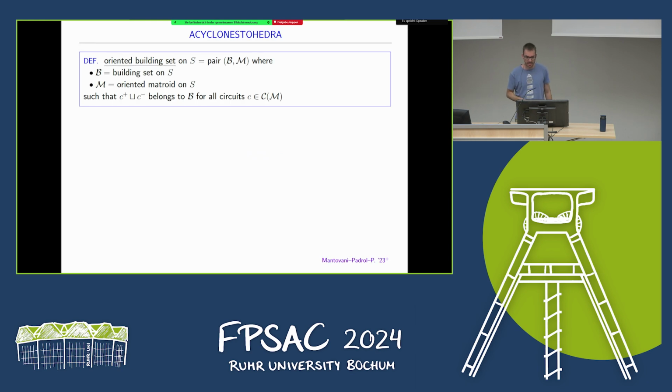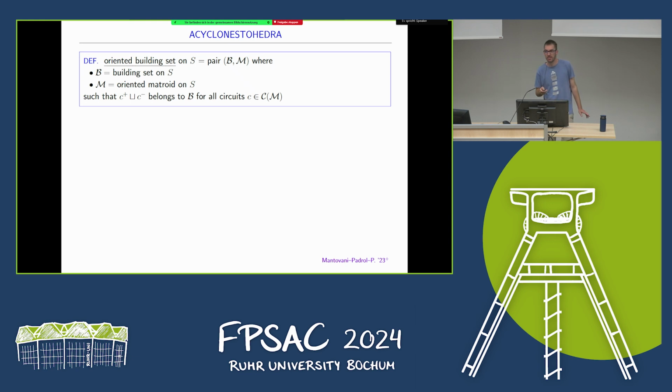Okay, so now we are ready, and I can tell you what an acyclonestohedron is. We start with combinatorial data, which we call an oriented building set. It's a pair where you have a building set on the ground set S, and an oriented matroid on the same ground set S, and they have to be compatible in the sense that if you take any circuit in your oriented matroid, then the support of the circuit should be a block of your building set.